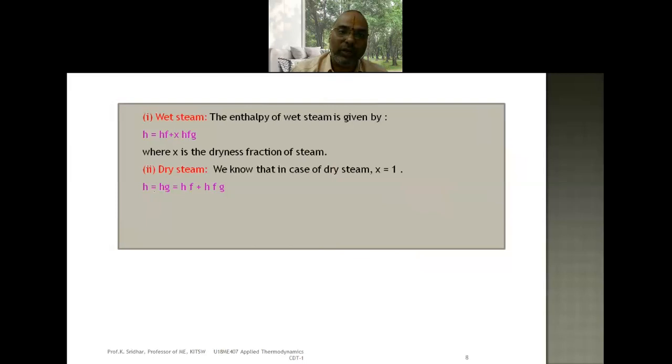For wet steam, the enthalpy formula is equivalent to hf plus x into hfg, where x is the dryness fraction of the steam, hf is the enthalpy of the liquid and hfg is the latent heat of vaporization. The hfg value here is always equivalent to hg minus hf. And for dry steam, I've already told you that the x value is equivalent to 1. So whenever you substitute x equal to 1, the same formula is modified into hf plus hfg, which is nothing but the hg value.